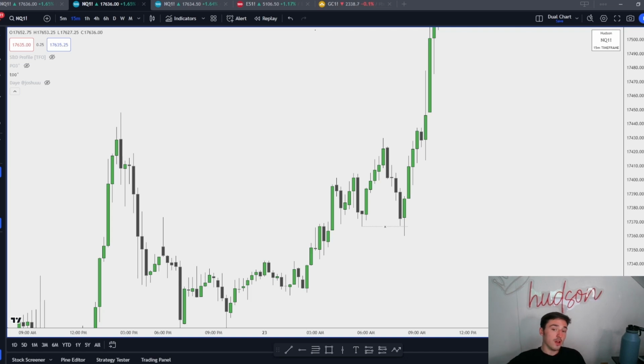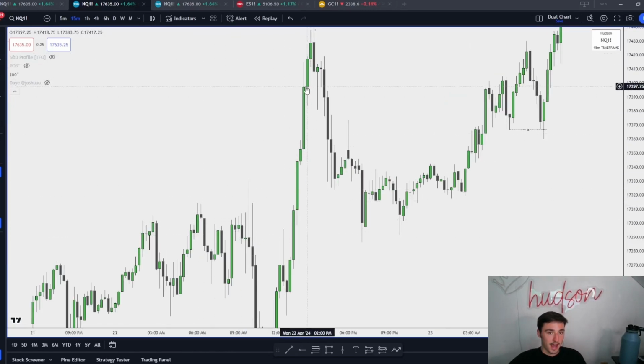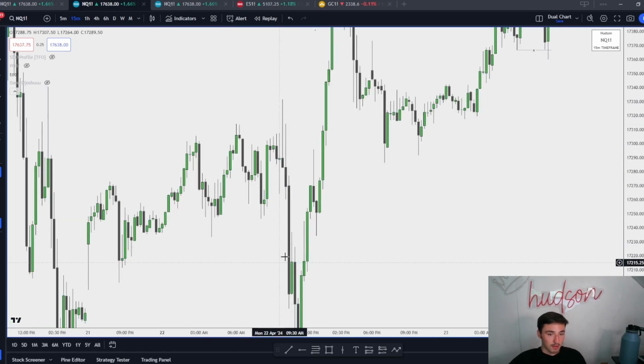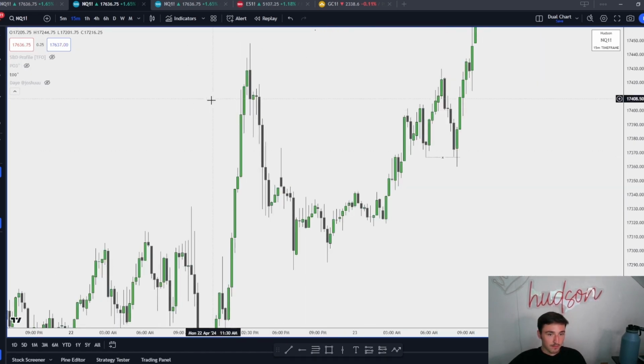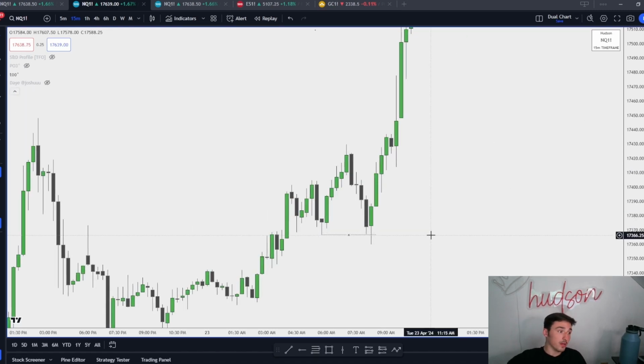So what you want to know with market structure is displacement, right? So this is displacement. Whenever we have a huge move like this, leaving these gaps, fair value gaps, above highs and below lows, like right here, and up through here. With market structure, it's going to tell you we're going higher or we're going lower.